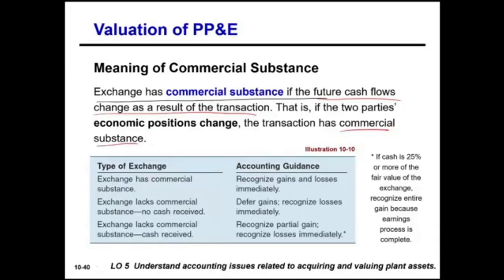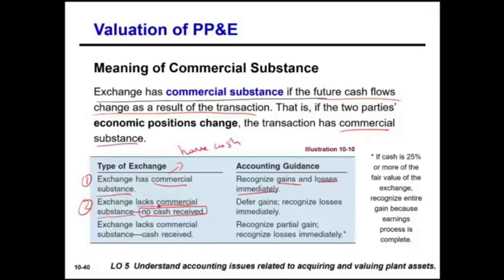Now, what does that mean for us? Here are the rules. If the exchange has commercial substance, then we recognize gains and losses immediately. That's what it means. So it's easy. We book both the gain and the losses. So this could be scenario one. Scenario two, if the exchange lacks commercial substance and no cash is received. Now here we could have cash, it doesn't really matter. Here we could have some cash.